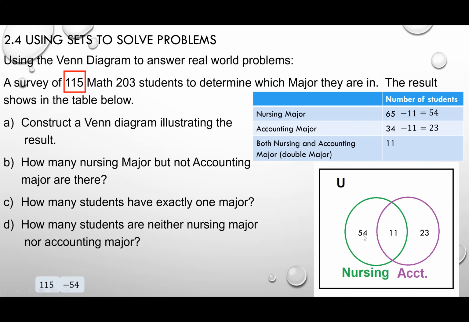Minus the 54 because I used the 54 already, minus the 11 because I have 11 here, and minus the 23 because my 23 is here, right? Yeah, minus 23. And that left me with 27. What does this 27 mean? Well, these 27 people who answered the survey are not in a nursing program or accounting program.